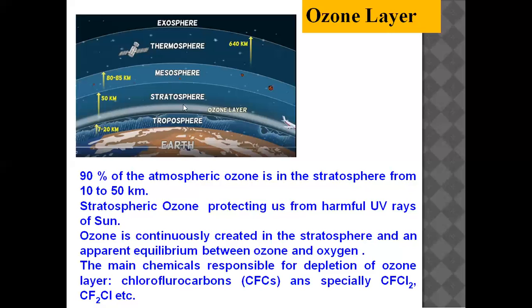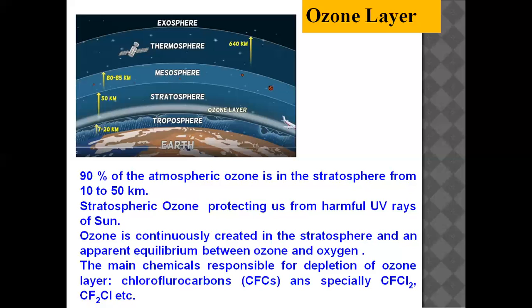And in this stratosphere, ozone is continuously created, and there is an apparent equilibrium between ozone and oxygen. Ozone is created from oxygen, small oxygen atoms. The formula of ozone is O3, that is, three oxygen atoms combined to give the ozone molecule. So this combination is going on in the stratosphere, and an apparent equilibrium between ozone and oxygen is maintained there.